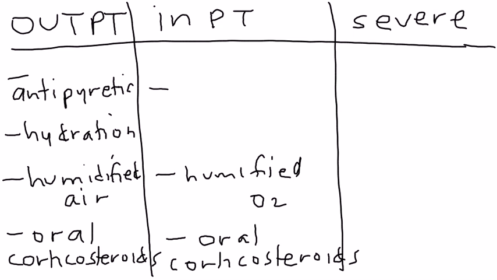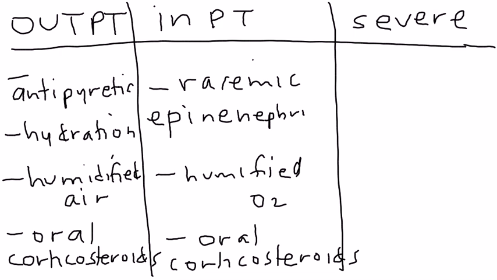But another thing that's given in the hospital is something called racemic epinephrine. What this acts as is a bronchodilator. And this bronchodilator is given in a nebulized form, and can definitely offer symptomatic relief, and also relieve the fatigue that children can develop when they have to work so hard to breathe during an infection.